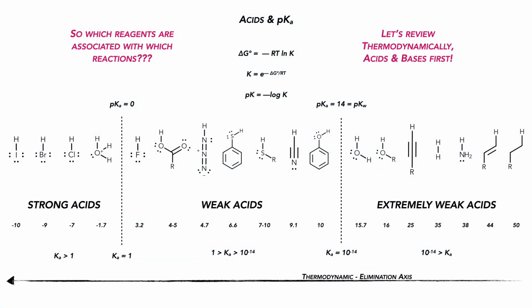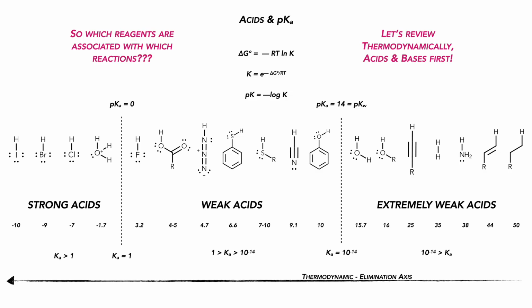With a sense of the general SN2-E2 mechanisms, we now shift to reagents. But before assigning reagents to mechanisms, we need to reset our thermodynamic intuition. pKa is simply a measure of the equilibrium for proton transfer. And of course, equilibrium is governed by delta G.